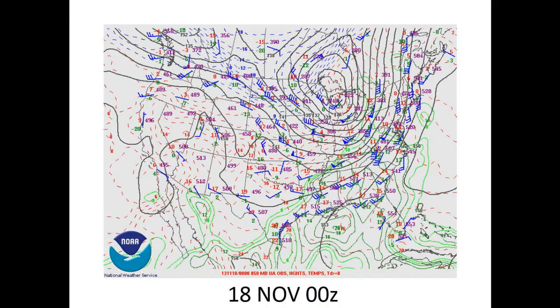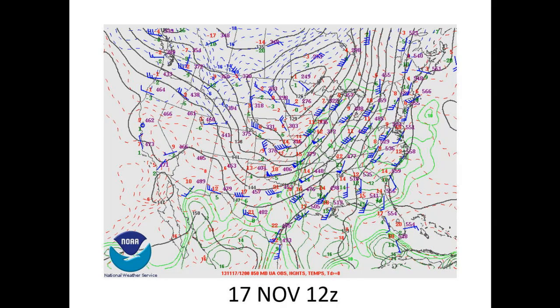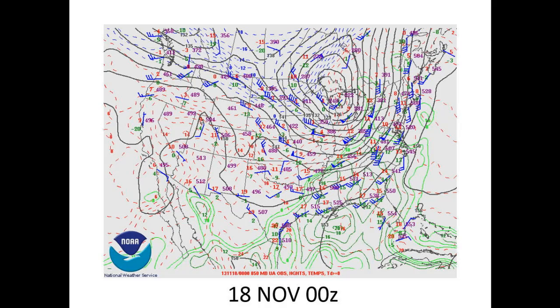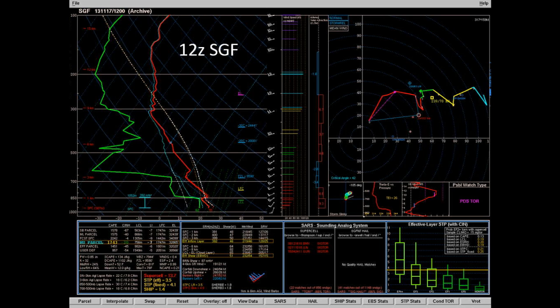850, low deepens over the Great Lakes. You just see more of a trough. This looks kind of like April 27th, where it's not a classic low moving by, but it's off to the right of the cyclone in the warm sector. But again, strong flow, and there's sufficient moisture upstream. And so let's look at the soundings.